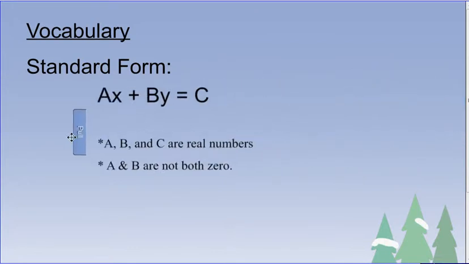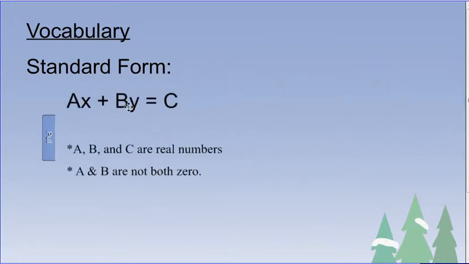So the vocab today is standard form. Probably could have guessed that. And we've already seen what it looks like. ax plus by equals c, where a, b, and c are real numbers. So that's pretty much any number you can think of. Positives, negatives, decimals, fractions, even weird numbers like pi, those kind of things.